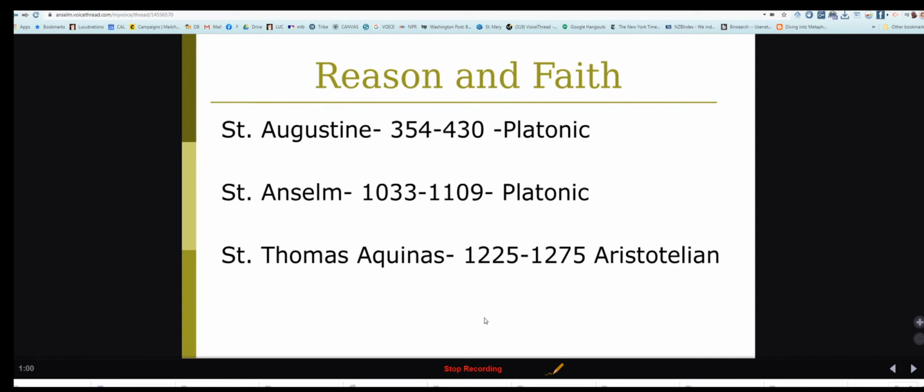So in traditional Christianity, that believes that you can prove God's existence using reason, there are two different traditions of using reason to prove God's existence. There's a Platonic tradition using the mind in St. Augustine and St. Anselm. And there's an Aristotelian tradition using the senses in St. Thomas Aquinas.